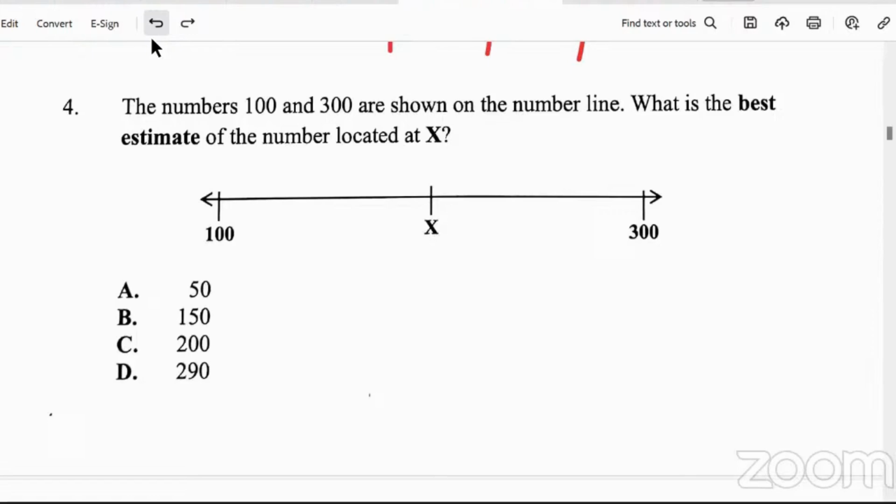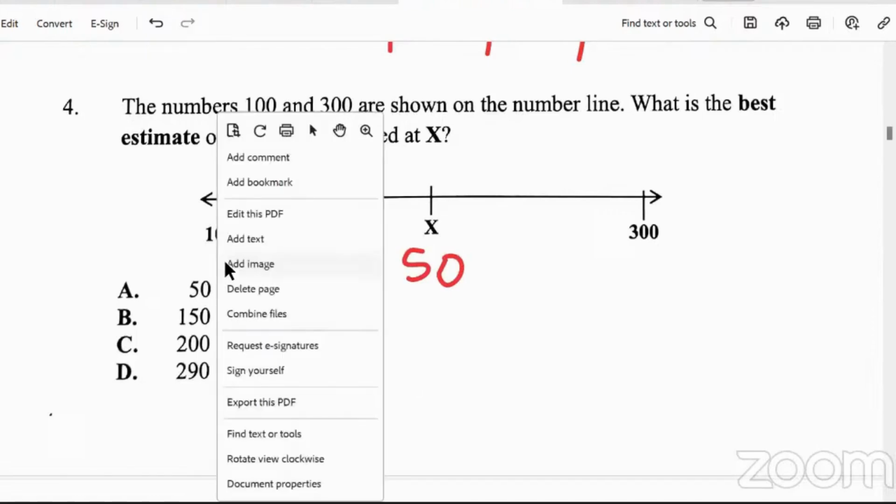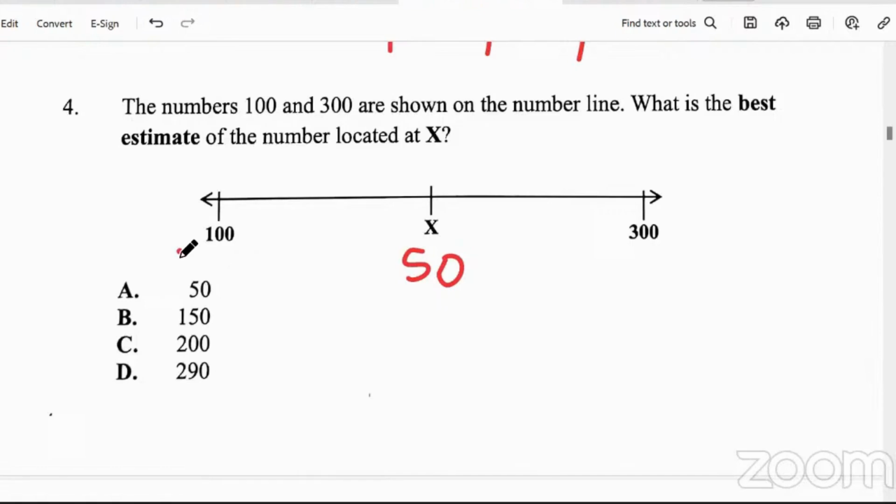All right, so even if you didn't know what to do, if we were to try to use 50, because remember it would have to be halfway, it could have been 50, but 50 is less than 100. So we would not find 50 in the middle of 100 and 300. So that would be incorrect.